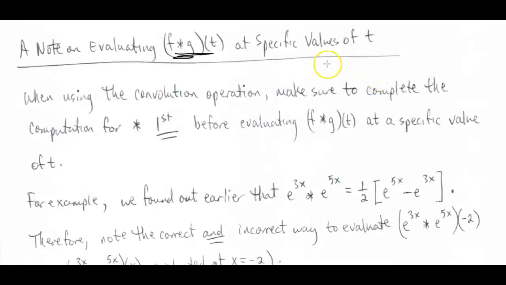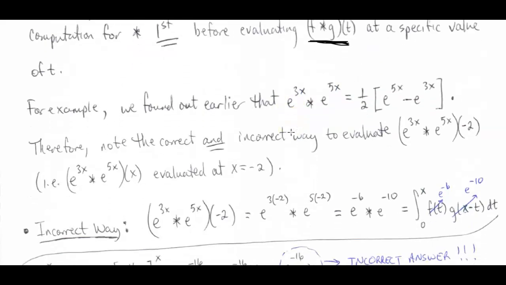All right. So the very last thing that I want to talk about is how do we actually evaluate the convolution of two functions at a specific value of t. Okay. So we need to know how to do this correctly here. So if we look at a problem that we did earlier, which is we want to convolve e raised to the 3x and e raised to the 5x, recall that we had to go through the whole thing of doing integration to finally get this.